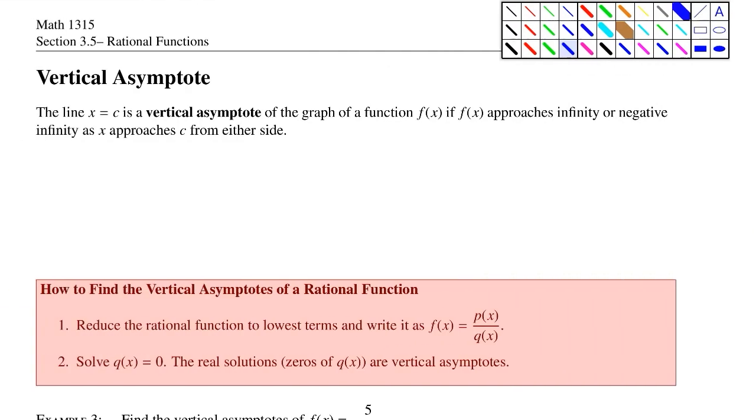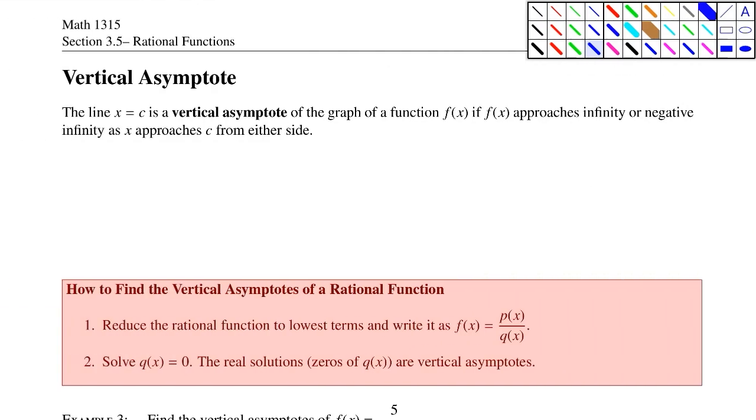The last example hinted about two aspects of rational functions. They are the vertical asymptotes and the horizontal asymptotes. A vertical asymptote is defined as such. The line x equals c is a vertical asymptote of a graph of a function f of x if f of x approaches infinity or negative infinity as x approaches c from either side.